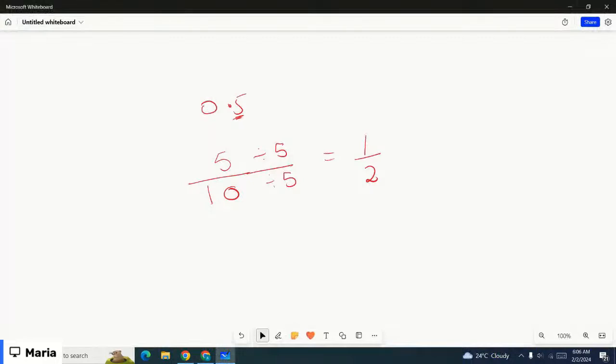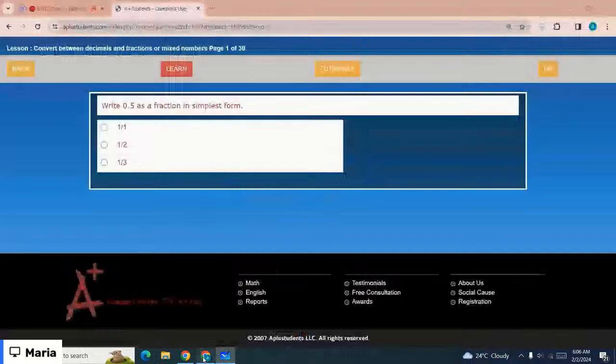The fraction is 1 over 2. The correct option is 1 over 2. That's how you convert from decimal to fraction. Got it?